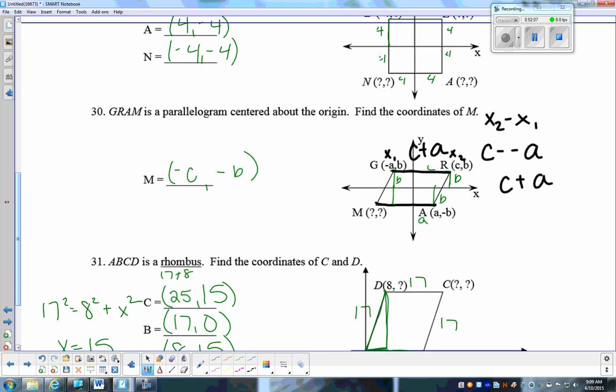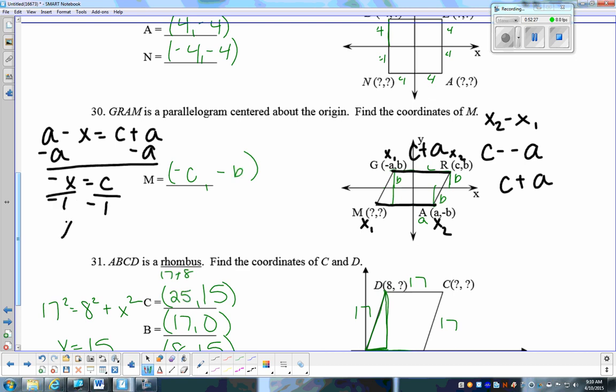So I label my points. My question mark is x1, a is x2. I know that a minus x has to equal c plus a. So we subtract the a. Negative x equals c. Divide by negative 1, we get x equals negative c. So that's how we get that point there, negative c, negative b.